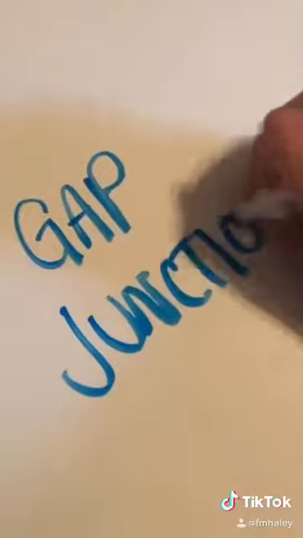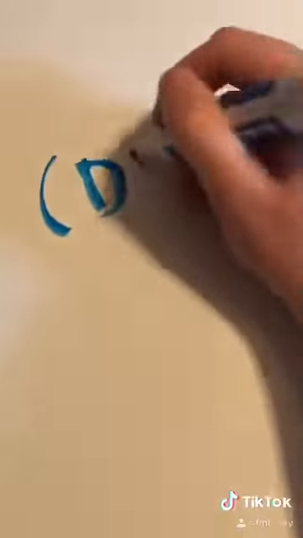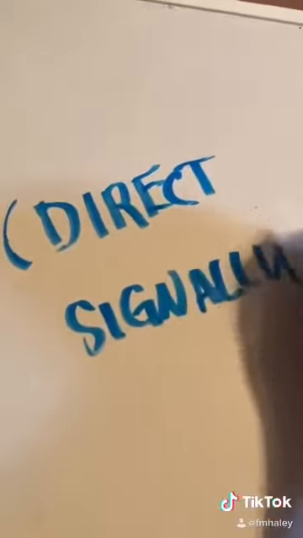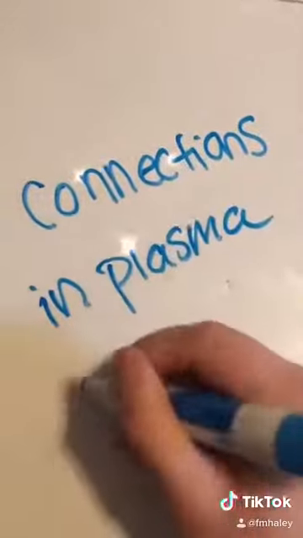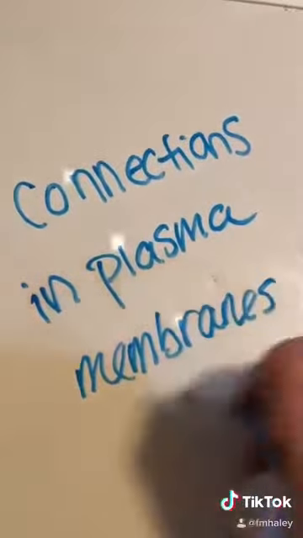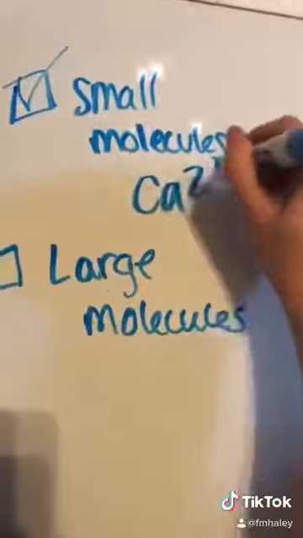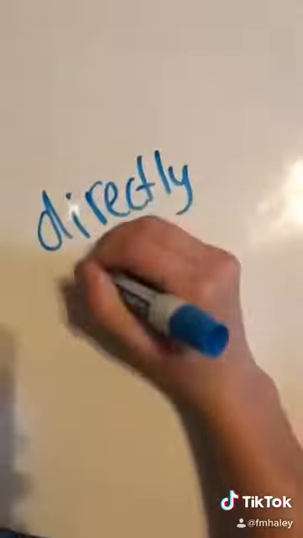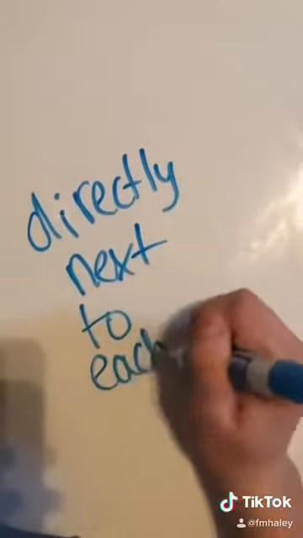The second kind of cell signaling is signaling through gap junctions. With gap junctions, there is direct signaling. Connections are made between a signaling cell and a target cell through the plasma membranes. During direct signaling, intracellular mediators will travel between the two cells through the plasma membrane. Small molecules can travel while large molecules cannot. During direct signaling, only cells next to each other can communicate.